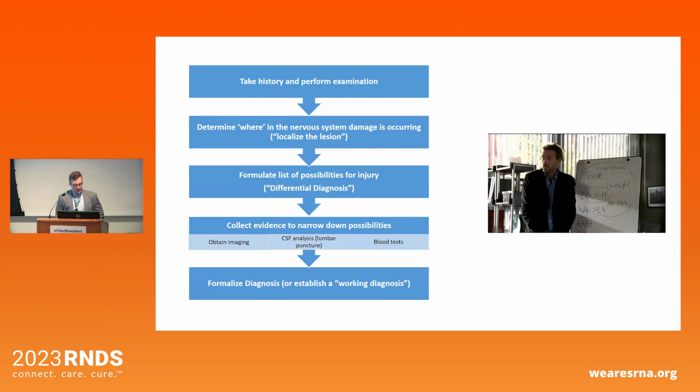We take a history, we do an examination, and that information is used to say where a problem is happening in the nervous system. We call that localization. And sometimes there's more than one, but sometimes we're able to arrive at a single place. We use that to formulate a list of possibilities, that differential diagnosis. And then we use our spinal fluid and our testing and imaging, and then often a series of blood tests as well, to try and figure out why this is happening. And then at that point, we try to reach a conclusion, at least a working diagnosis, if not at least a few possibilities that we still need to sort out.